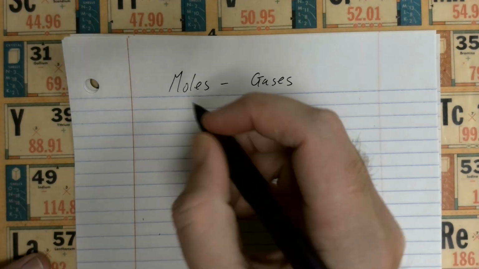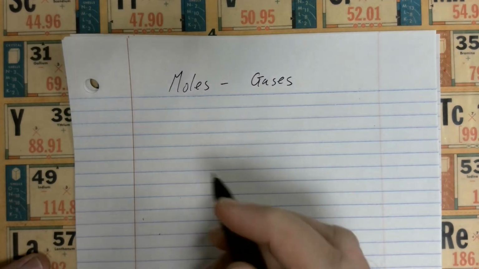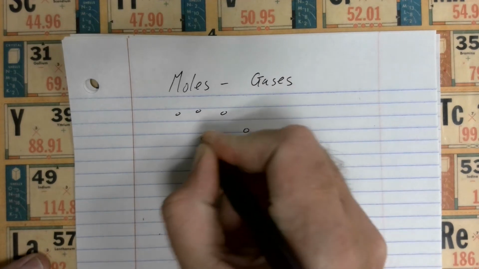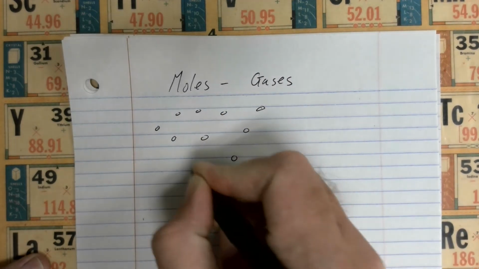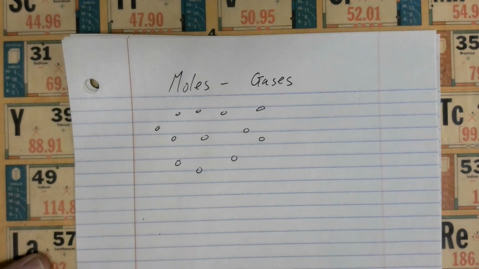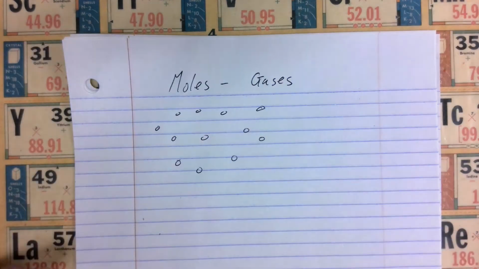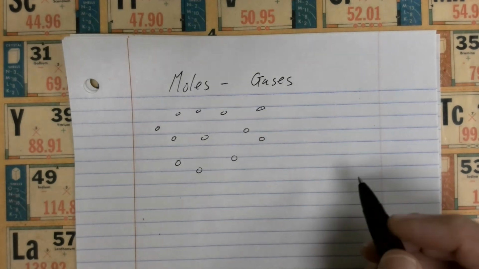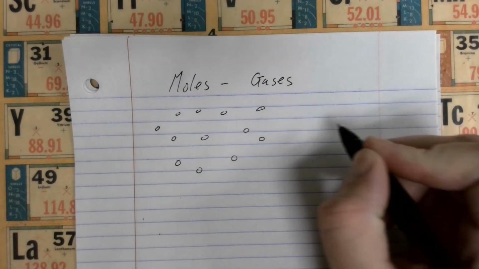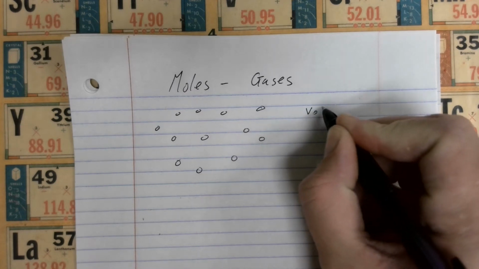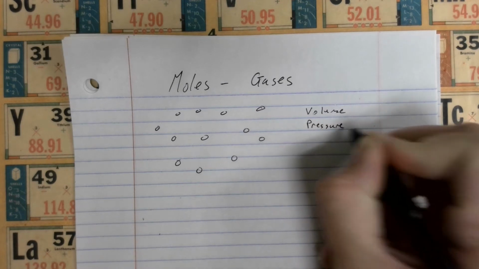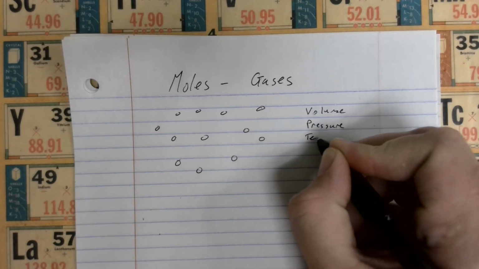When dealing with gas, it's the only state of matter that is compressible. Remember, we have all these particles that are spread out all throughout a given amount of space. So what we can do is we can actually compress them to fit into a smaller space. So that makes us take into account things like the volume of a gas, the pressure of a gas, as well as the temperature.